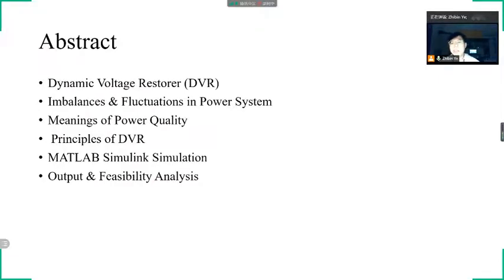Here is our abstract. Our topic of this final project is dynamic voltage restore. Due to imbalances and fluctuation in power system, there is a great need in raising the power quality. So we will focus on principles of DVR and use MATLAB Simulink simulation to find out the result. And at last, we will do the feasibility analysis by the output we get.